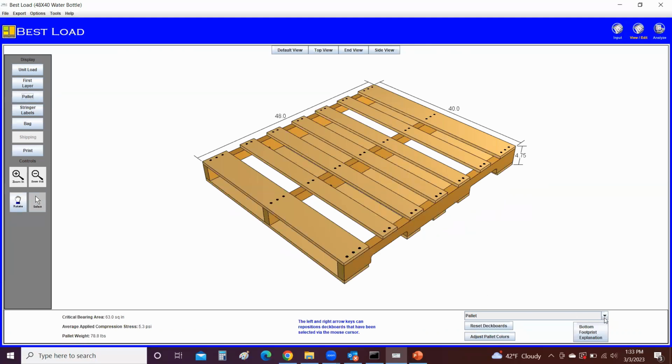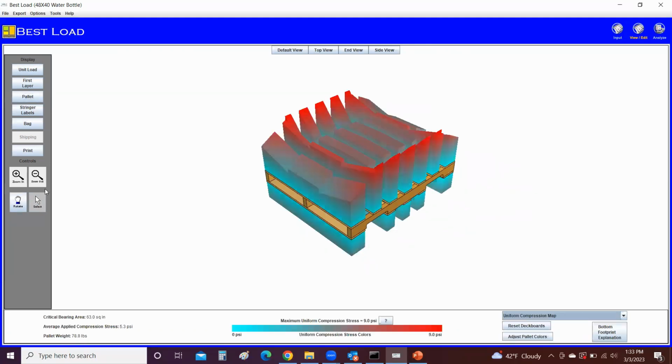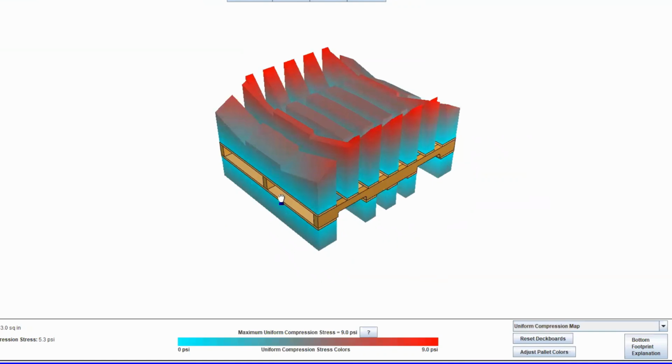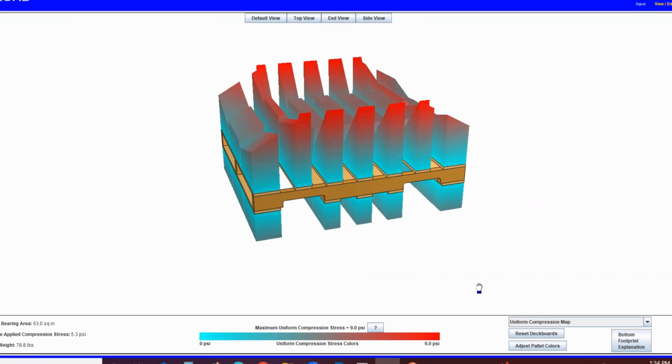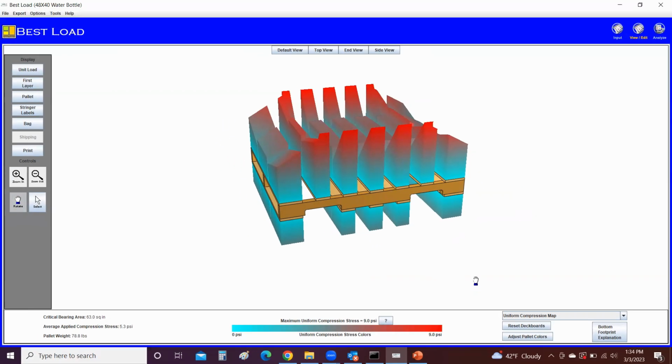Once we report back to the stress distribution, we can see right off the bat that it is more uniform, and it is also 2.2 psi lower in maximum applied stress. This can be used to reduce the amount of leaking water bottles.